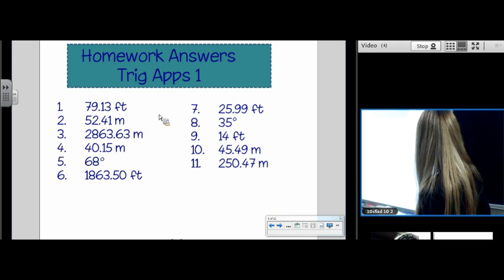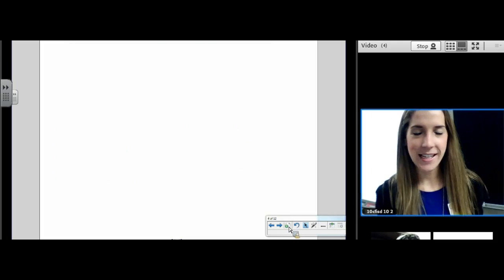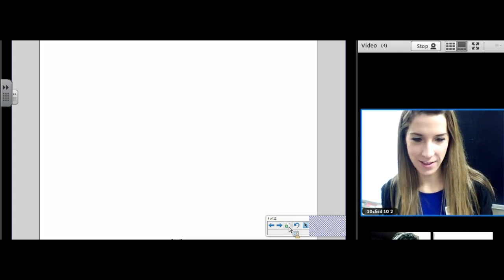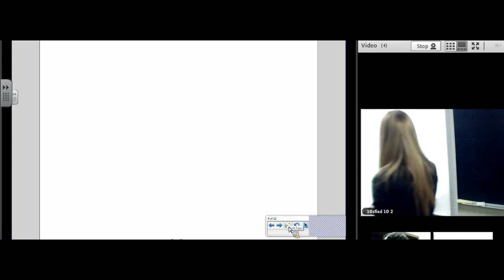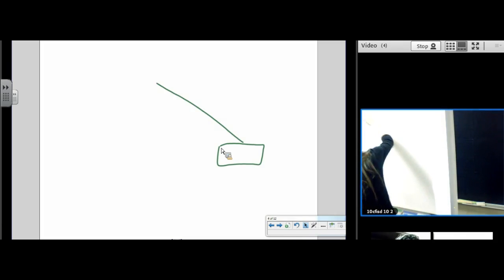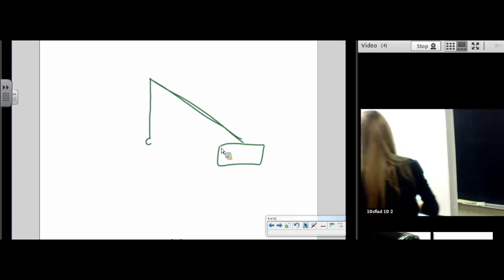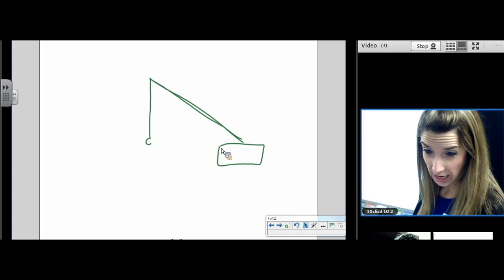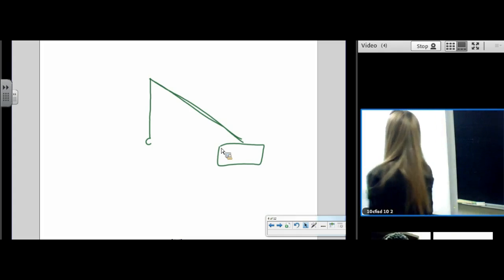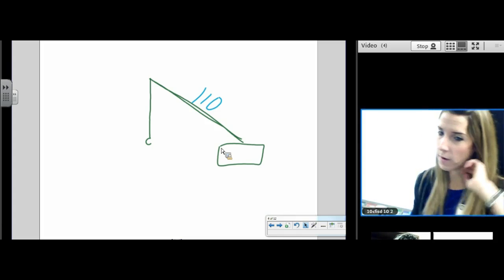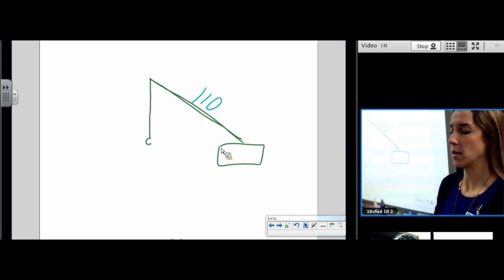Some people were confused by number 1 only because they didn't understand what a crane looked like. So maybe you need to Google what a crane looks like. A crane has a base like this, and then it has an arm coming off of it, right? And then it has a little string with a hook on it, okay? So that's a crane. It's a 110-foot crane. So where do you put the 110? This is the crane right there. That's where you put the 110. A lot of people didn't put it on the hypotenuse.